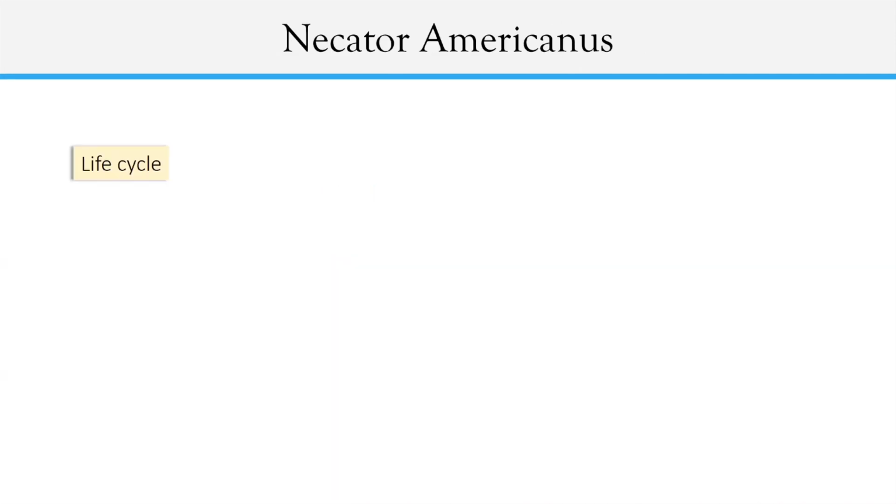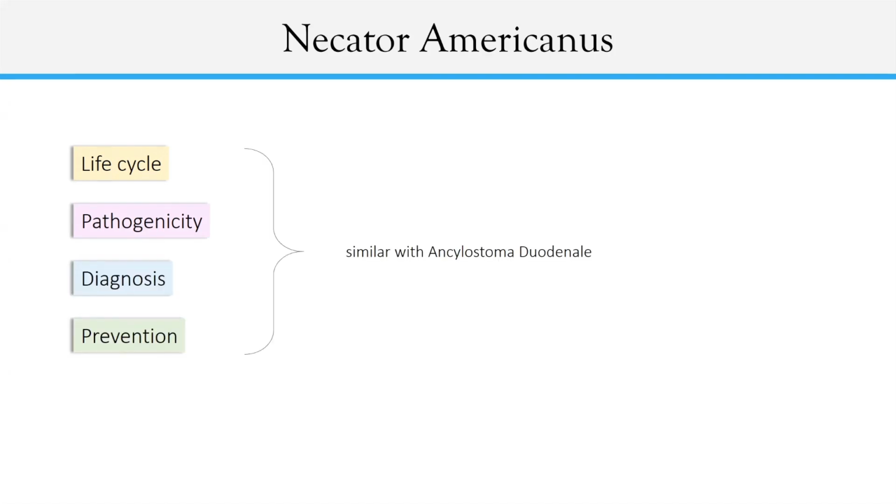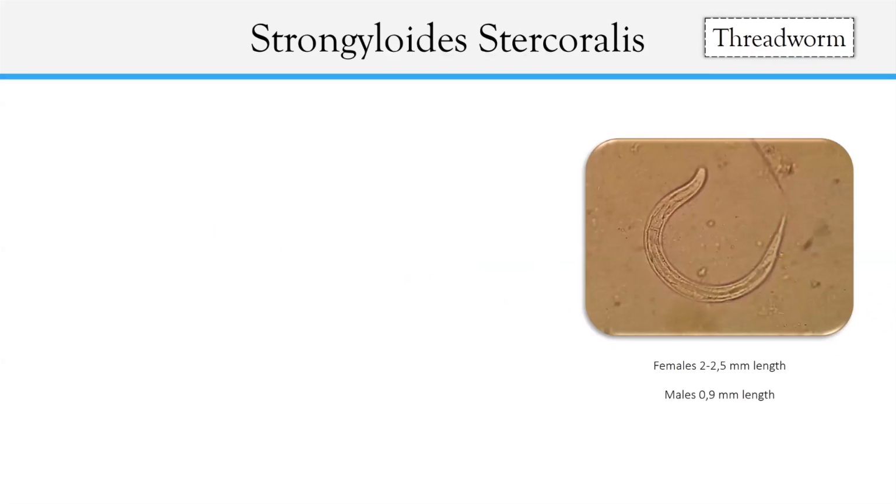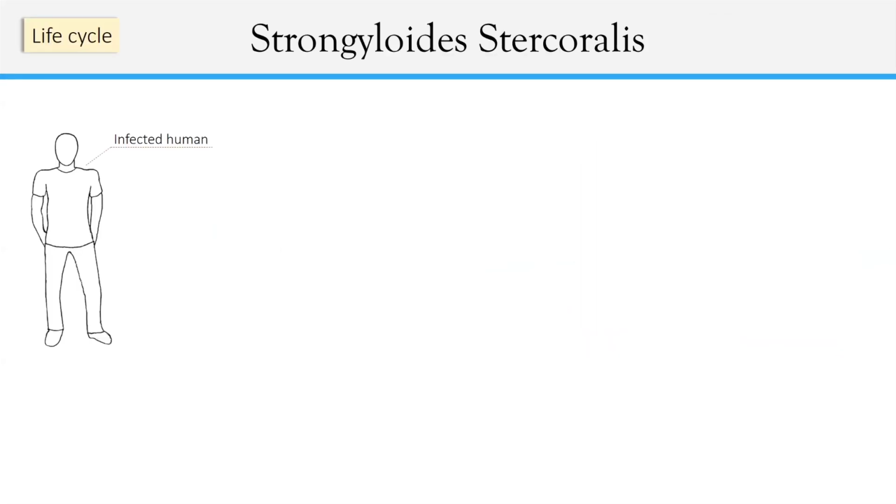Necator americanus. Its life cycle, pathogenicity, diagnosis and prevention are very similar to Ancylostoma duodenale, so we will not go into the details of this, and will switch our attention to the next parasite that is called Strongyloides stercoralis, or threadworm. The life cycle of Strongyloides stercoralis will be described in these slides.